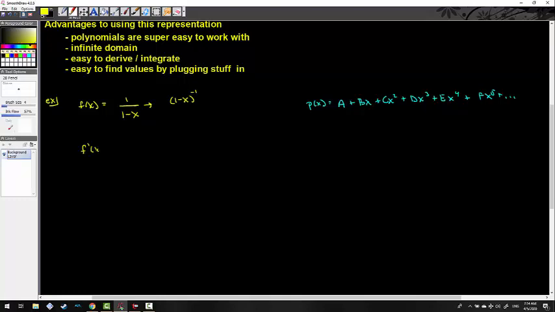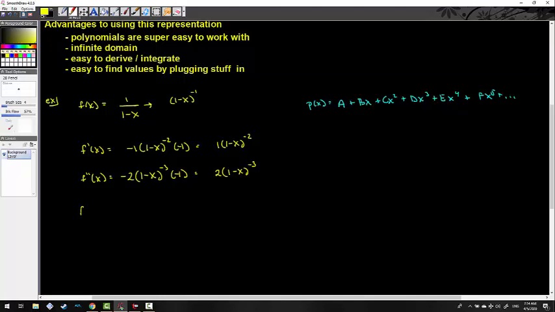So f prime of x will be negative 1 times 1 minus x to the negative 2 times negative 1 for chain rule. So I'm going to make that equal to 1 times 1 minus x to the negative 2. And then f double prime of x will then become negative 2 times 1 minus x to the negative 3 times negative 1 for chain rule again. So that's going to get me 2 times 1 minus x to the negative 3.